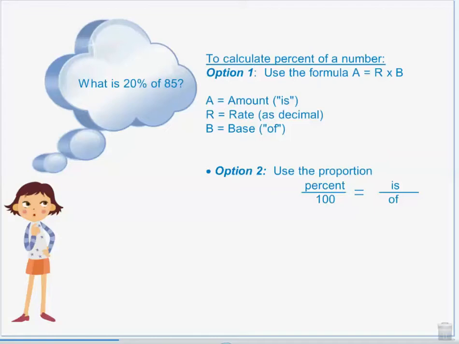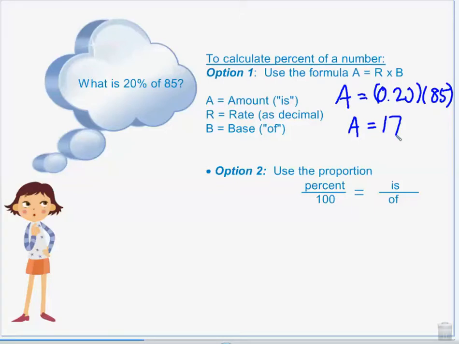So I can go ahead and write the formula A equals R times B. Replace in my values, my rate was 0.2 and my base is 85. And now if I just do the multiplication, 0.2 times 85 gives me 17. So that means that 17 is 20% of 85.